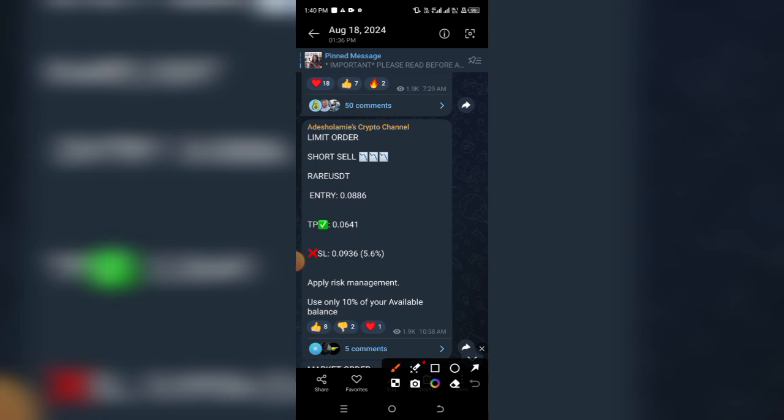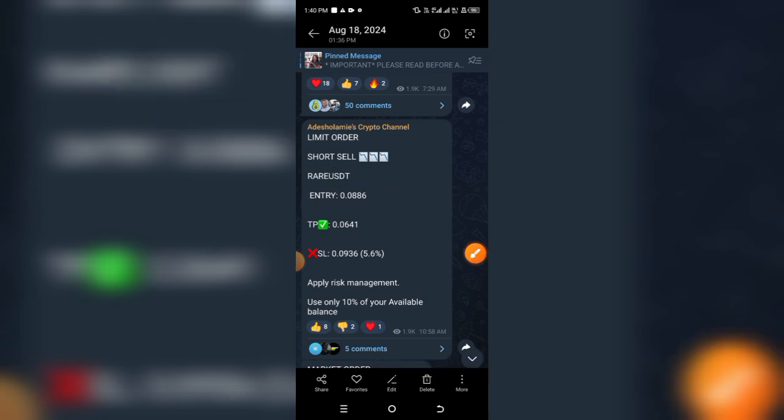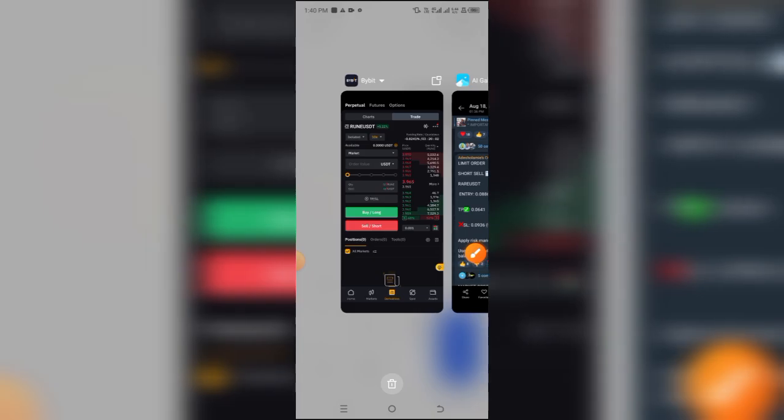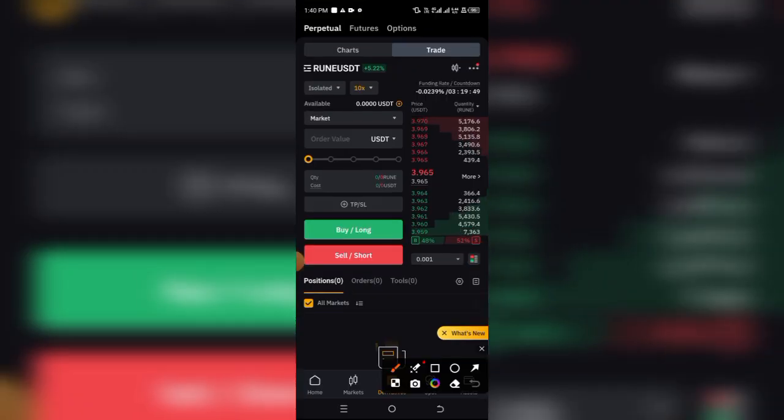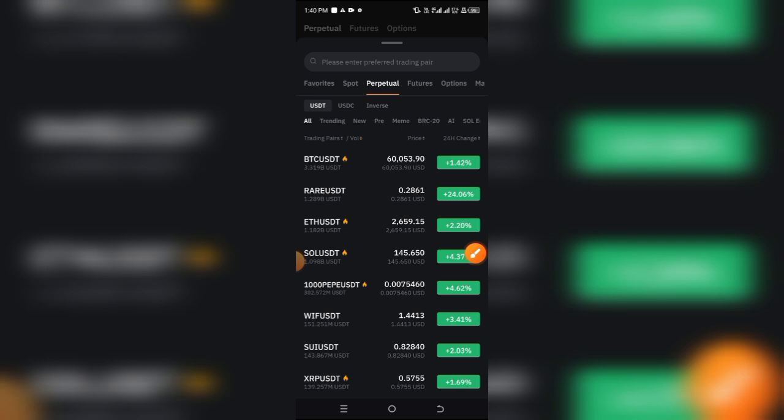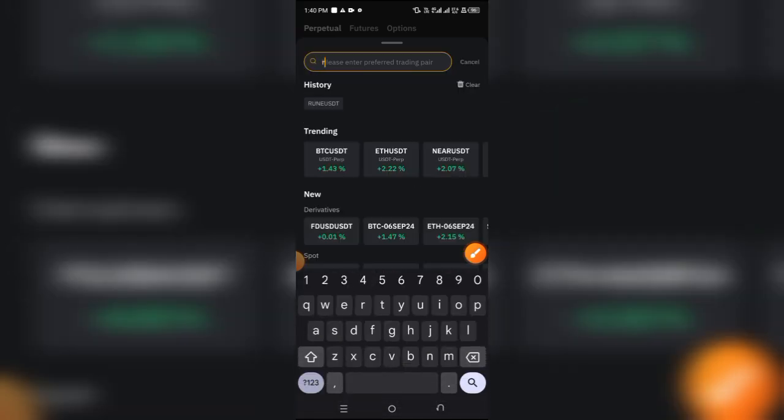Now that we have done that, the next thing I want to do is copy the trading pair that we are going to place. You can see this one right here is RARE USDT. You are going to click on this that you see right there and search for the signal that was sent to you.